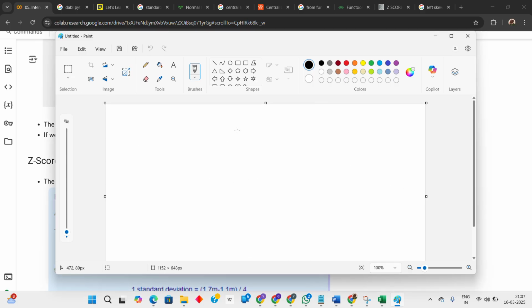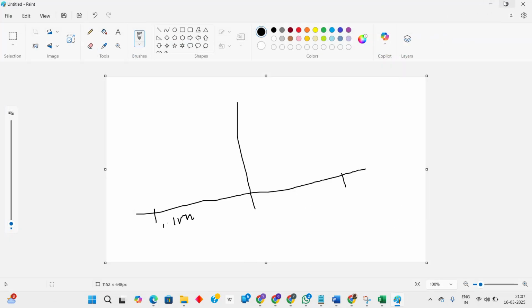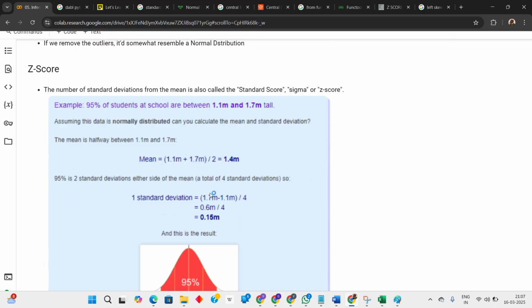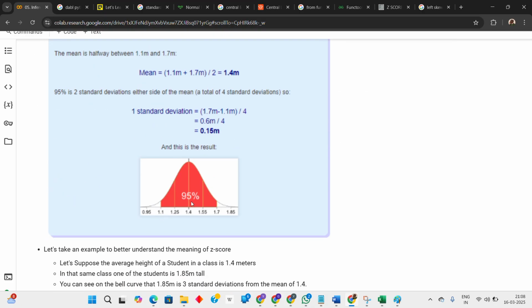Standard normal distribution is simply where we will normalize the values. Earlier we had different values, here 1.1 meters. Let me show you this example. This example has 95% of the data between 1.1 meters and 1.7 meters.